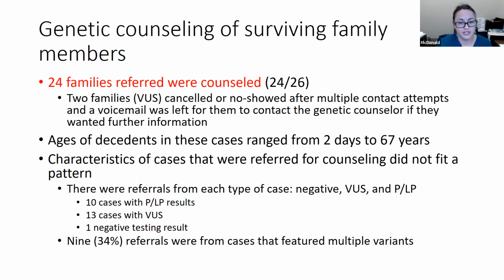The characteristics of the cases that were referred for counseling did not fit a pattern. They had referrals from each type of case. They had 1 negative result, 13 VUS, and 10 pathogenic. And notably, 9 of these referrals were from cases that featured multiple variants.